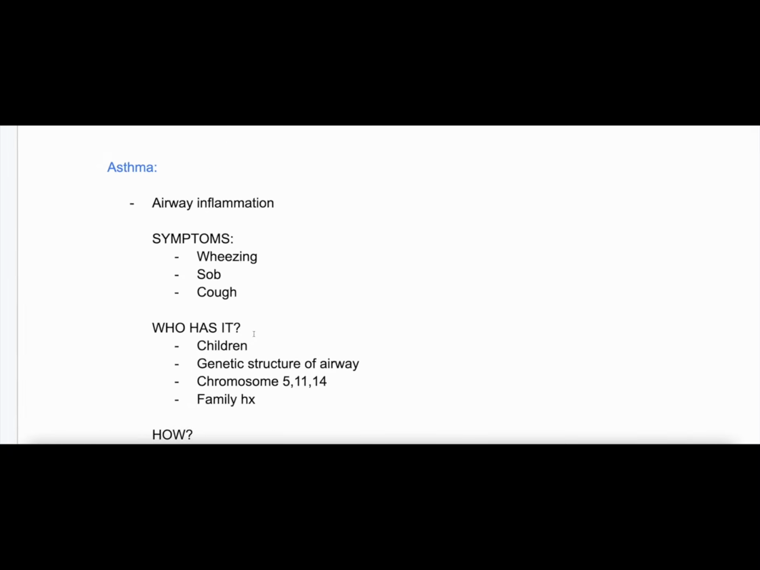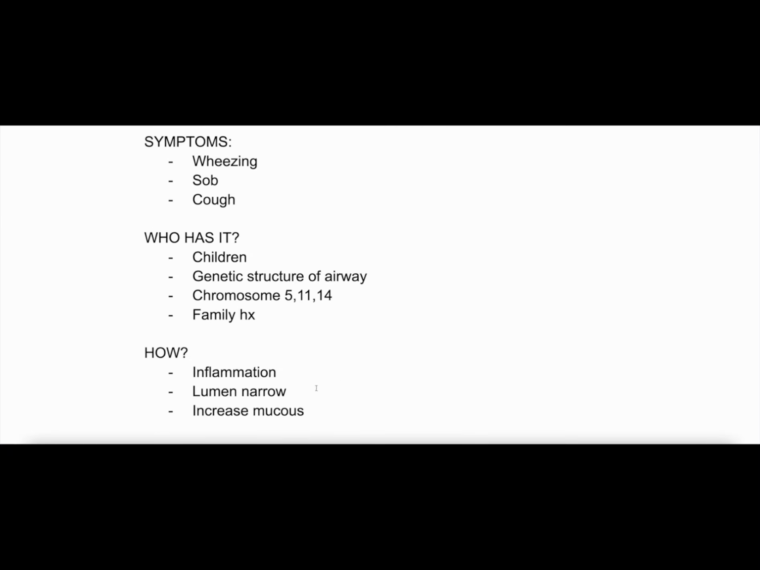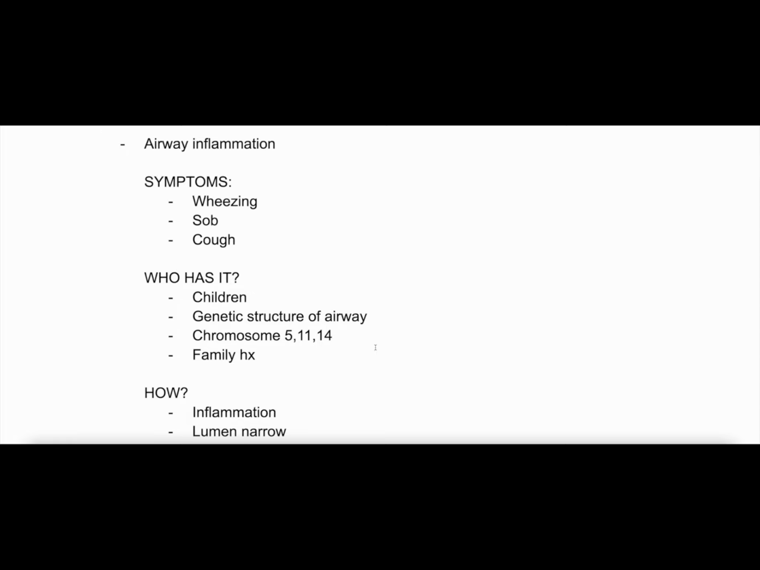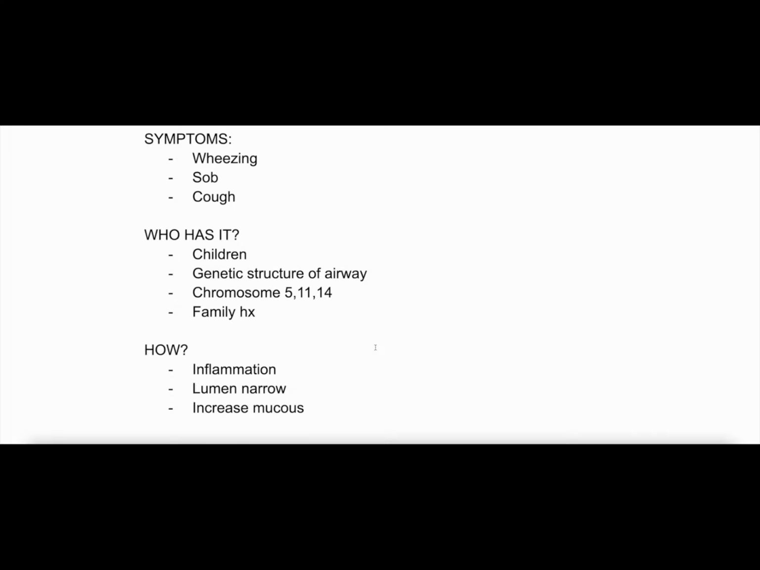This usually has to do with chromosomes 5, 11, and 14. And if you have none of those, you could just be unlucky and have a family history of this. Now, how it happens: there's inflammation in the lumen. When we're looking at the how, we want to think about inflammation. Asthma is basically inflammation of the airway, and usually it causes the lumen to narrow and increases mucus production.